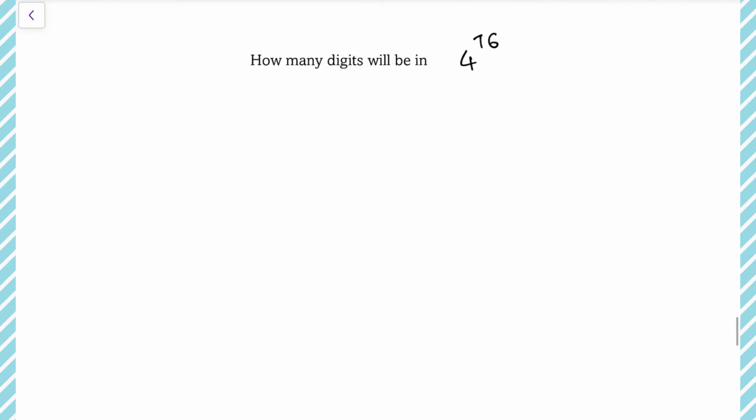Next, how many digits will be there in the expansion of 4 power 76? As usual, the log 2 only is given here also. Log 2 value is 0.3010. So here the given question is 4 power 76, but we know only the log 2 value. So here the base is not 2, so we need to do some simplification.